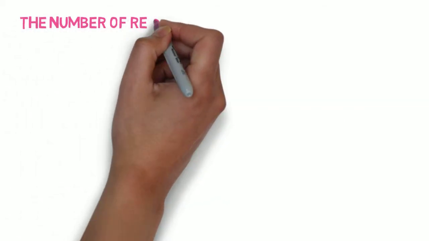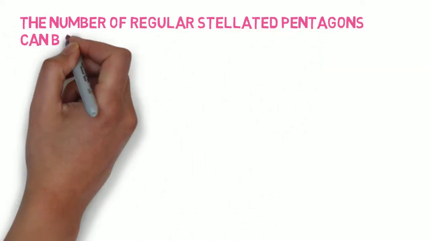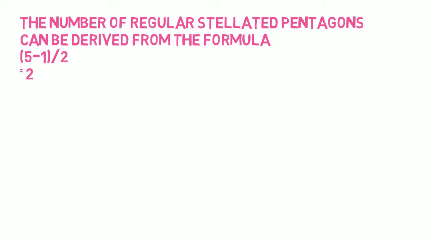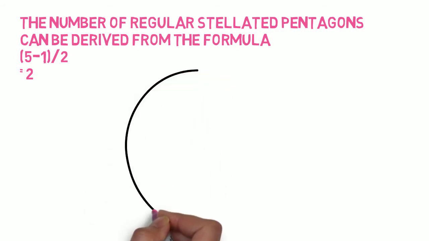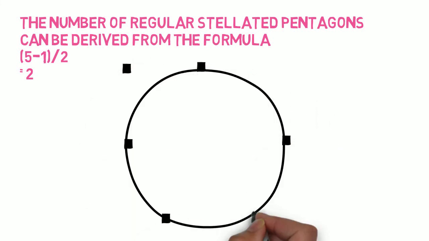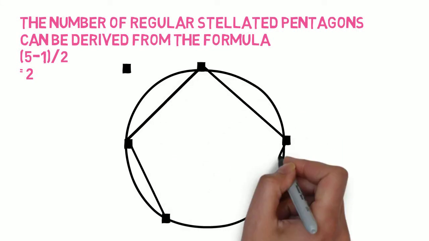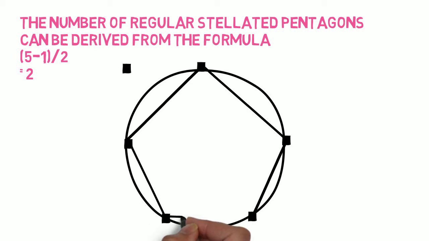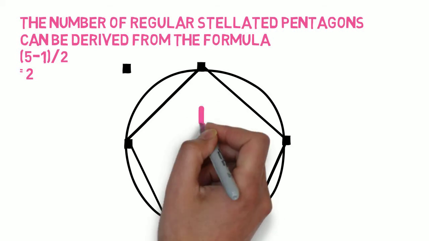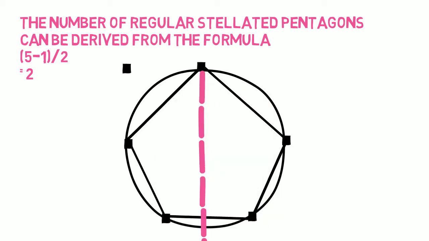The number of regular stellated pentagons can be derived from the formula (5 minus 1) over 2, which tells us there are 2 regular stellated pentagons. This formula can be proven by considering a regular stellated pentagon on a circle, drawn by connecting the line segments with points directly next to each other, skipping no points, and splitting the pentagon in half through the diameter beginning at one of the 5 points.